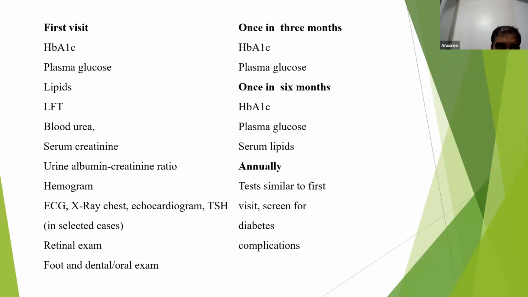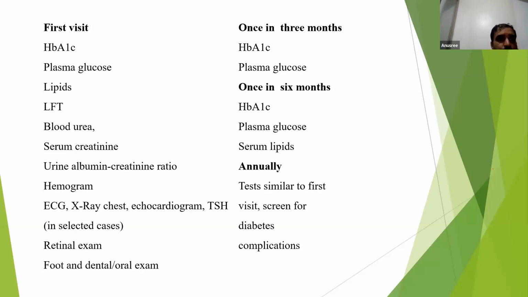The investigation panels for the first visit, once in 3 months, once in 6 months, and annually, this is the usually followed guideline, but it has to be individualized because most of our patients may not be able to afford each and every investigation, because this investigation panel will be costly for these patients. In primary care, it will be difficult to do all these things.